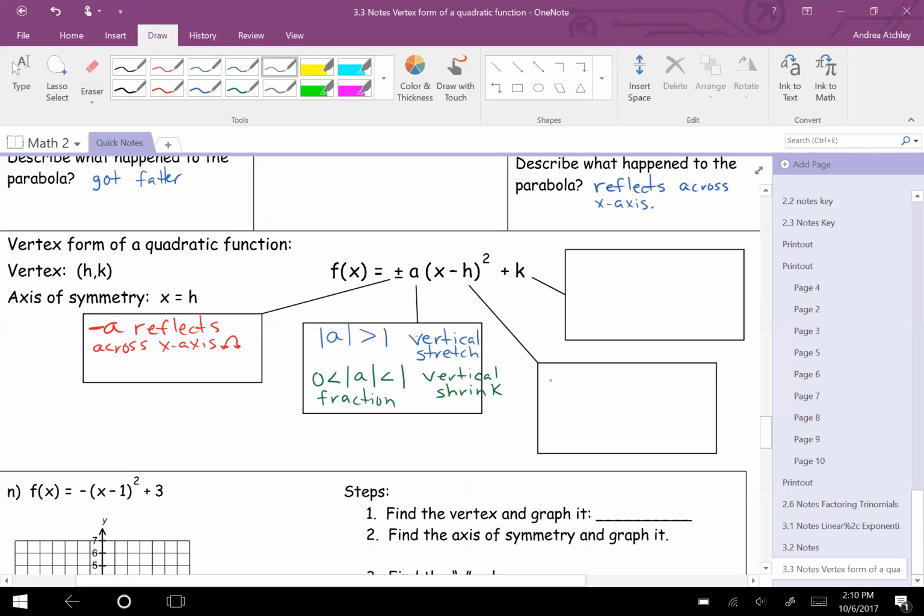Okay, now H is in those parentheses. And just like in 3-2, those parentheses mean you have to change the sign. The negative H doesn't move to the left, it moves the opposite of that, which would be to the right. So if the H is negative, it's going to move to the right. If it's a positive H, then it moves to the left. Okay, it's the opposite. Does that make sense?